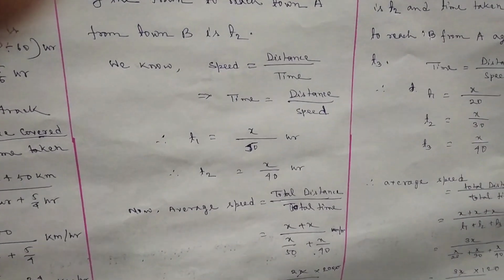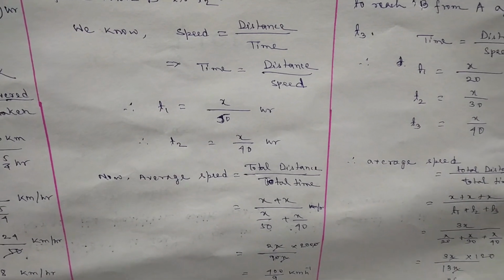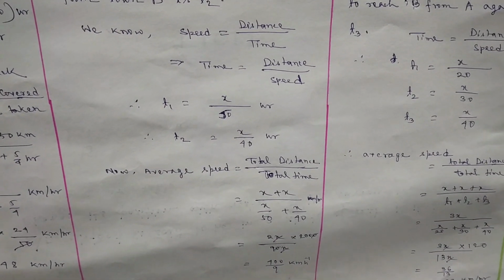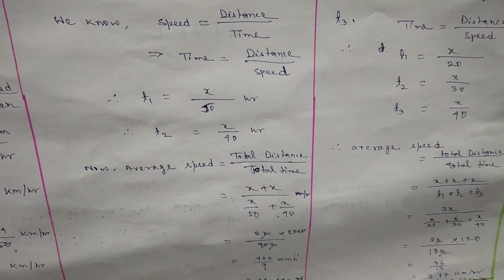Now speed is equal to distance by time. Time is equal to distance by speed. So t1 is equal to x by 50 and t2 is equal to x by 40. Now average speed is equal to total distance by total time taken.